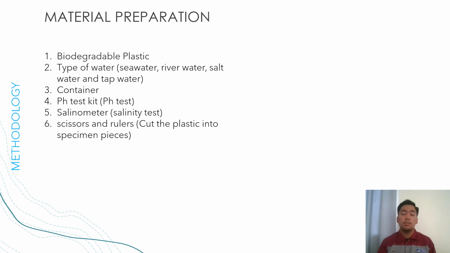Now, I will talk about material preparation. The materials that need to be prepared to conduct the experiment are: first, biodegradable plastic; second, type of water; third, container; fourth, pH test kit; fifth, salinometer; and sixth, scissors and ruler.